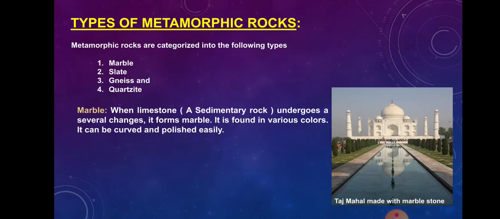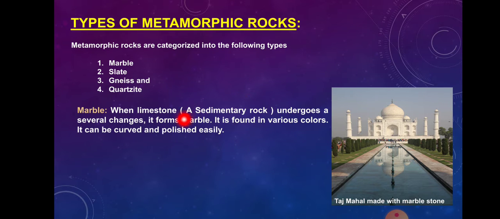So understood, children, the formation of metamorphic rocks and the types of metamorphic rocks. Just as you learned the different types of igneous and sedimentary rocks, the same way, metamorphic rocks are also of different types. Among that, one is marble. Marble is one of the metamorphic rocks, and it is formed from the sedimentary rock. You learned yesterday about limestone.